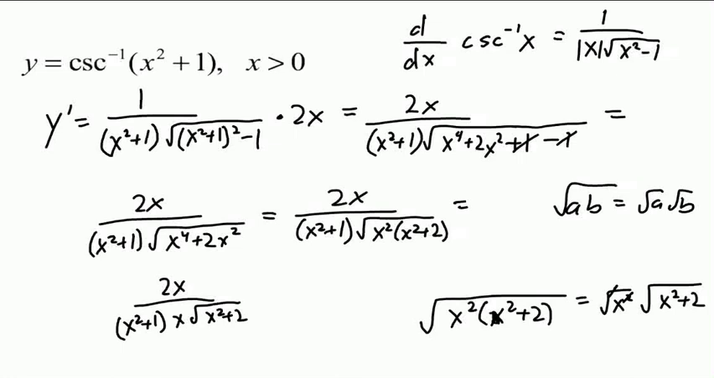Now this reduces with this, which leaves me with 2 over x squared plus 1 multiplied by the square root of x squared plus 2.